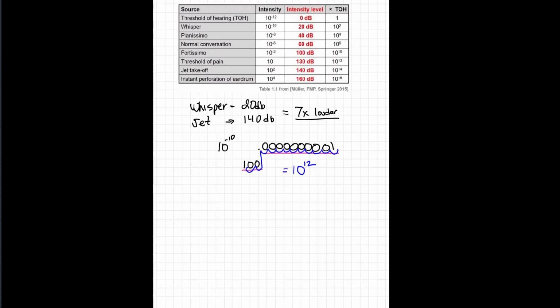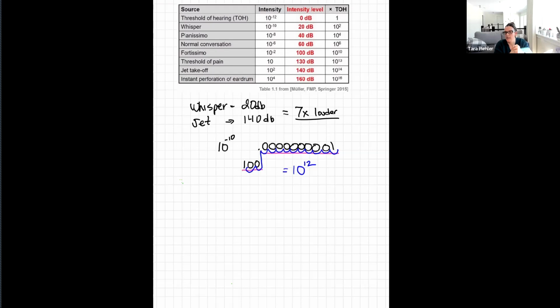Miss Tara, if the threshold of pain is 130 decibels, shouldn't it be 10 to the 1? If the threshold of hearing is 10, shouldn't the threshold of pain be 120, not 130? I am not sure. Okay, so you look at the threshold of hearing. That's going to give you your number.